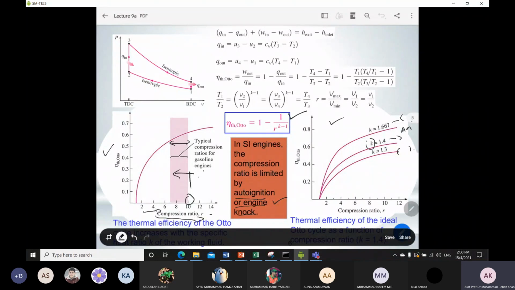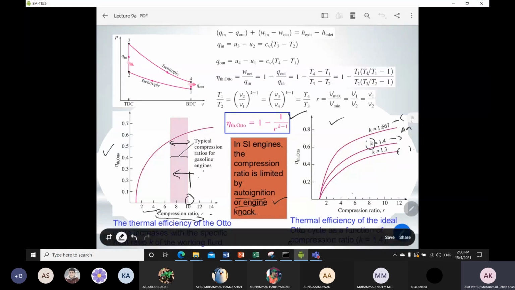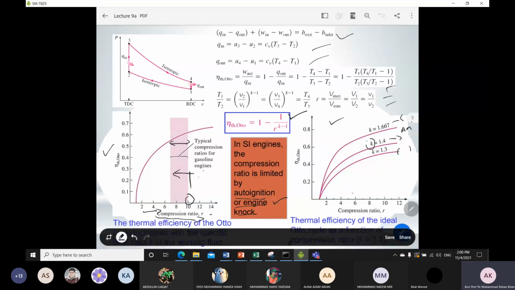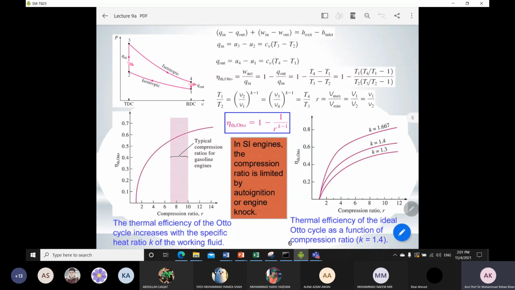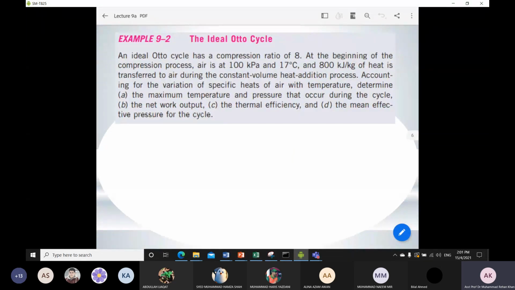So if we can increase the ratio of specific heat, we get the maximum efficiency out of our cycle as well. Okay, so the rest of these things are similar to the previous one, which I already talked about. Now coming towards the question, so that you can easily understand what's happening over there. So example 9-2, which is from your book. You have to just read this example first, and then we will see how to solve this problem.